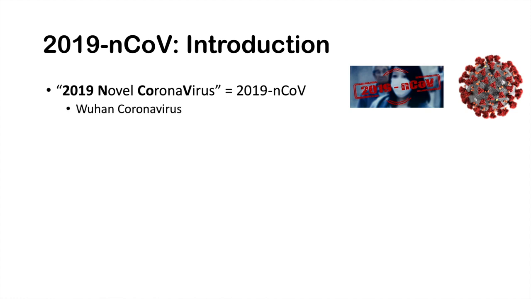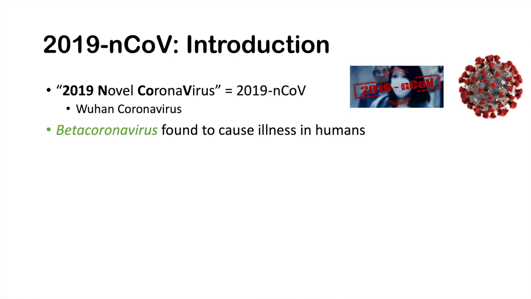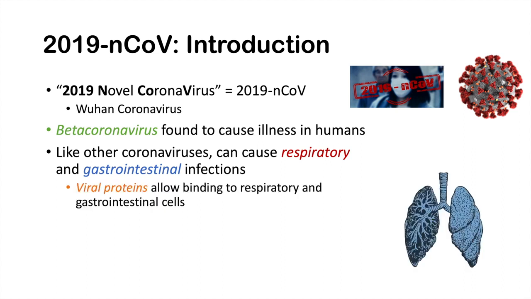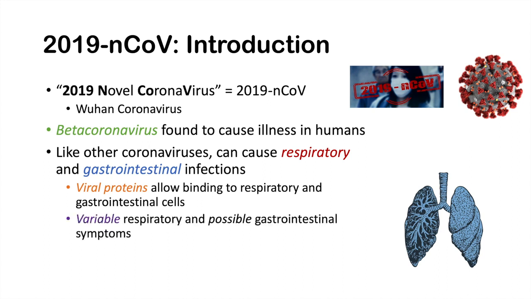So the 2019 nCoV stands for 2019 novel coronavirus, and this is the virus that was recently discovered in Wuhan, China. It is a beta coronavirus. It's actually the 7th coronavirus found to cause illness in humans. And like other coronaviruses, it can cause respiratory and gastrointestinal infections due to its ability to bind to respiratory and gastrointestinal cells with its viral proteins. And it can lead to a variable clinical picture. It can have variable respiratory and possible gastrointestinal symptoms we talk about in this lesson.